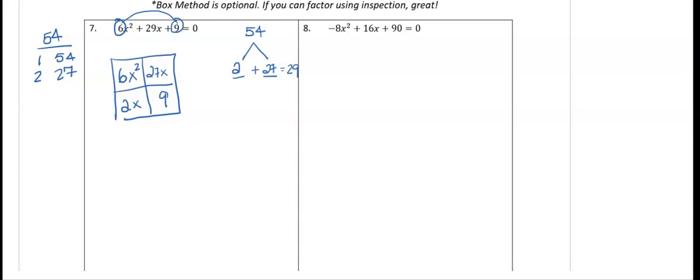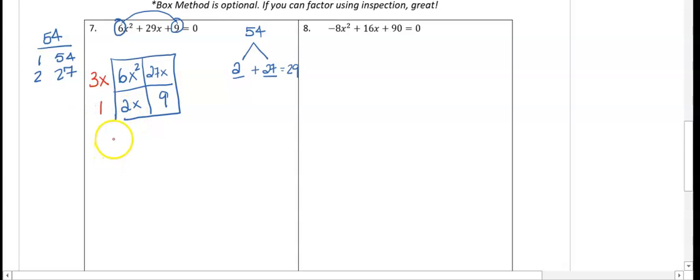All right, now from here I'm going to figure out everything that they share in this row. Looking at 6x squared and 27x, I cannot evenly divide 6 out of 27, but I sure enough can pull out a 3. And how about x squared and x? I can pull out an x. So they share a 3x. 2x and 9, well, I can't do anything with 2x and 9 except for 1. Remember, if you can't pull out something, it's always going to be 1. It could also be -1 if that negative is on the outside.